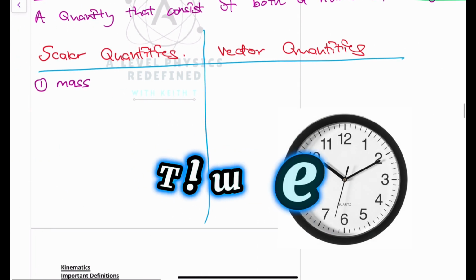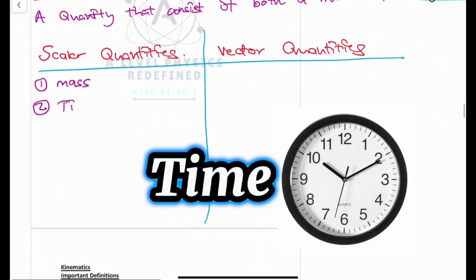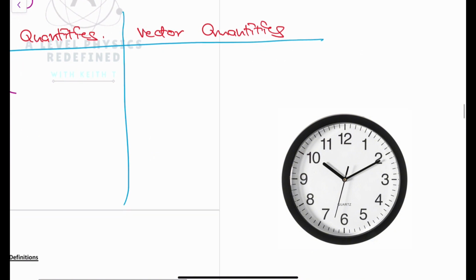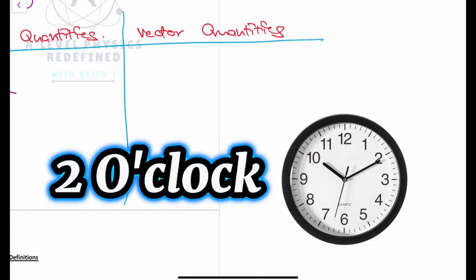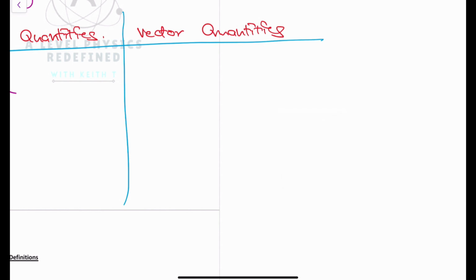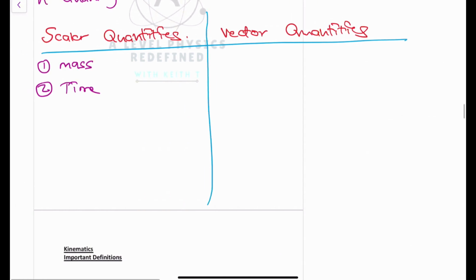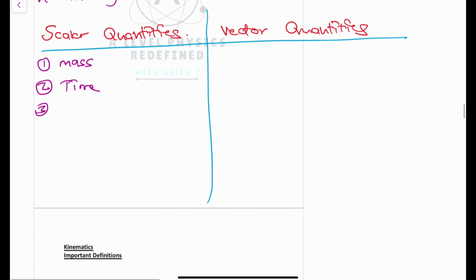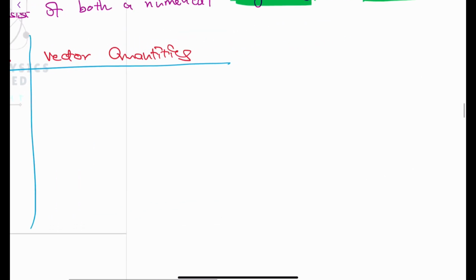What else do we have? We have time. You have a clock reading 2 o'clock and you ask, 2 o'clock in what direction? It doesn't make sense. Or 20 seconds in what direction? It doesn't make sense because we don't care about a direction when we talk of time. The third one that we're going to have is distance. For example, a person moving from point A to point B. You don't care about the direction. As long as you've moved a certain distance, that's just going to be that.